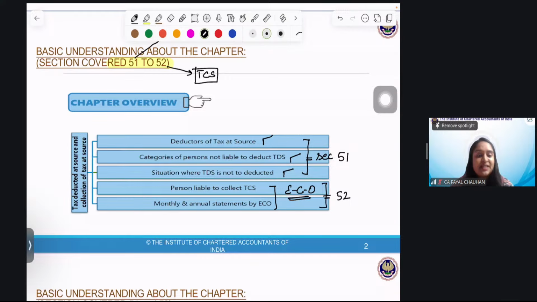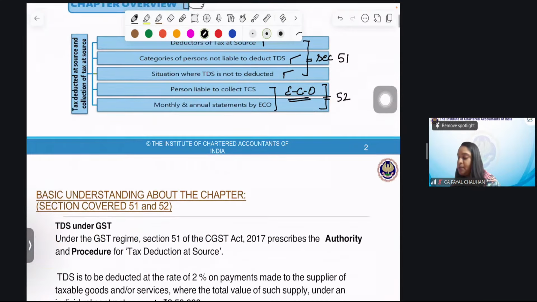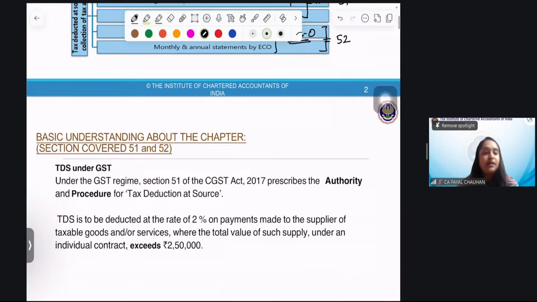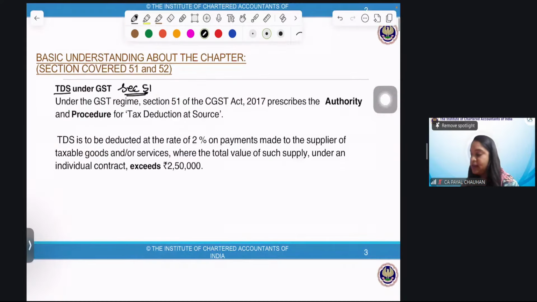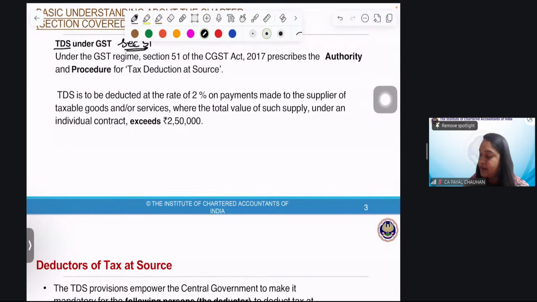So we'll begin with section 51. Now, basic understanding about the chapter. I already told you there are two sections covered, section 51 and 52. And we are starting with TDS, which is section number 51, right? First of all, understand, and then we'll read it.